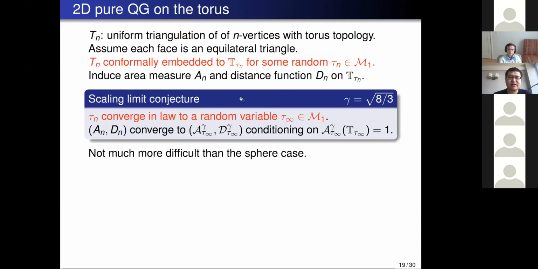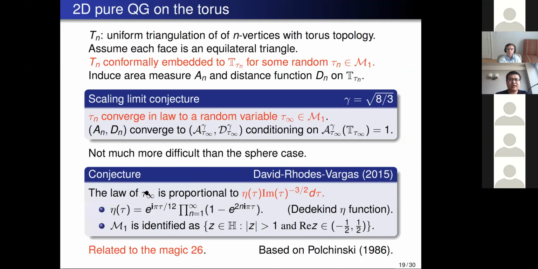Then the scaling limit conjecture is very similar to the sphere case. First of all, we need to add that this random moduli will converge in law to some random variable on the moduli space of the torus. And then this measure and the distance function will converge to the Liouville quantum gravity corresponding to the torus. So in my opinion, this conjecture itself is not much more difficult than the sphere case. But what is very surprising to me is that there is also a conjecture about the law of this random moduli. And this is actually given by a very simple formula.